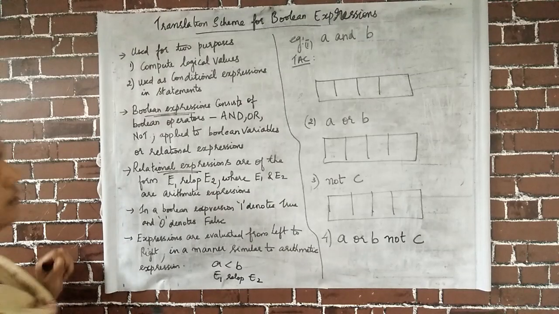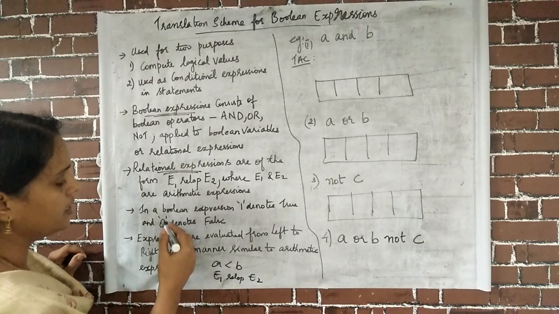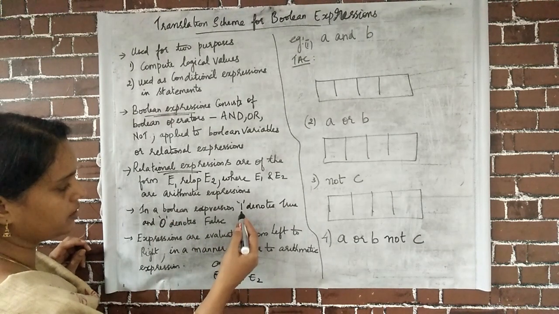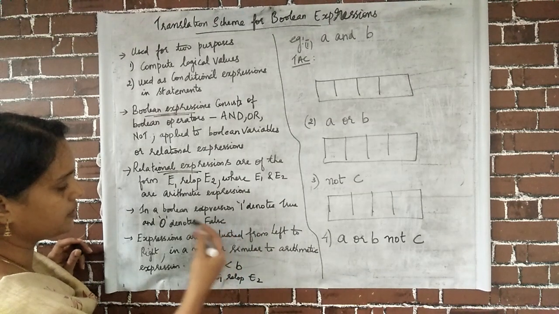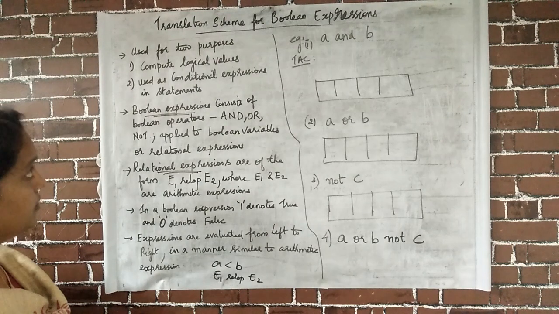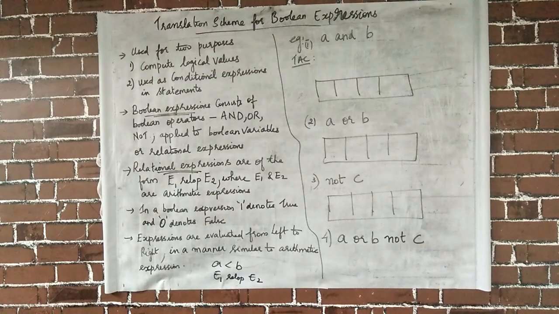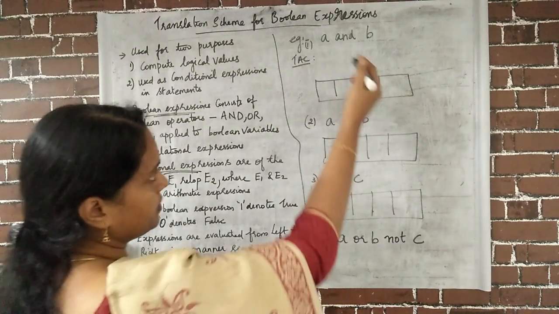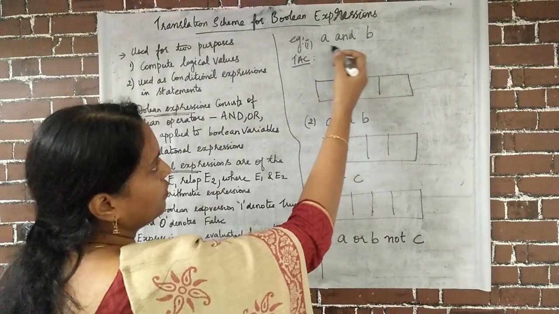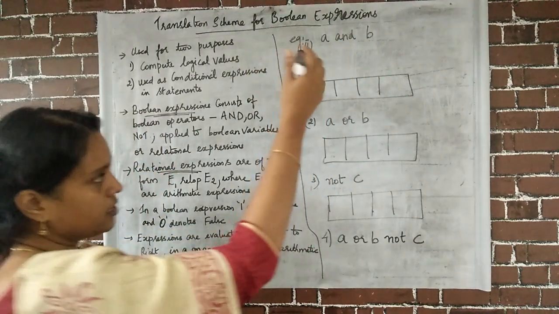Now, in a Boolean expression, we denote true using 1 and false using 0. So Boolean variables can take two values, either true or false, represented numerically as 1 and 0. Again, a Boolean expression is evaluated from left to right, as we do for arithmetic expressions. Consider the example A and B. This is a Boolean expression because it involves the Boolean operator and, and we are going to generate the three-address code for it.